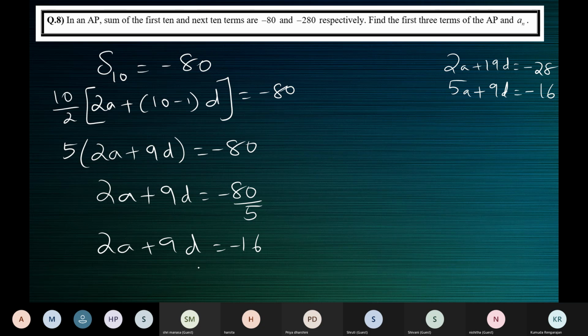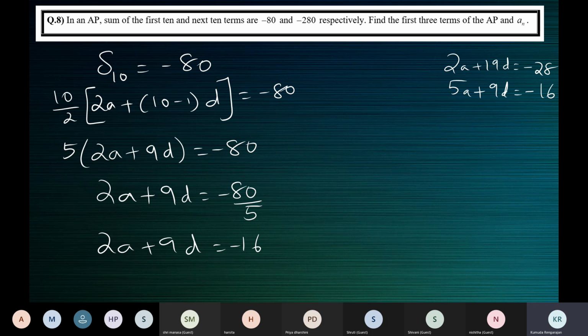Priyadarshini? Ma'am. How do you get 5a plus 9d is minus 16? Ma'am, no, ma'am. I multiplied 5 into 2 and 5 and 19, ma'am.